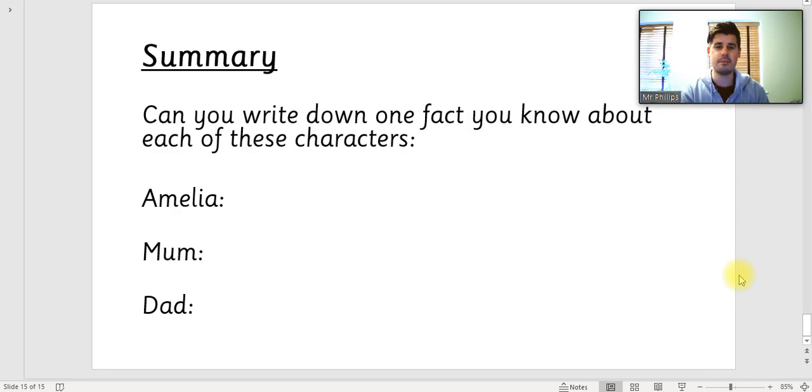So, last section is our summary. And this one I'm not going to do with you, okay, just like last time. I'm going to leave you to do this one by yourself, okay? So it says, can you write down one fact that you know about each of these characters? And I've tried to make it go from easy to hard. So Emily, tell me one fact you know about her. Don't tell me what you think of her. Tell me one fact that you know from the text. Give me one fact about Mum, and give me one fact about Dad, which is tricky because he barely features at all. So you have to really go searching for a fact about him. Write down one fact for each of those characters.